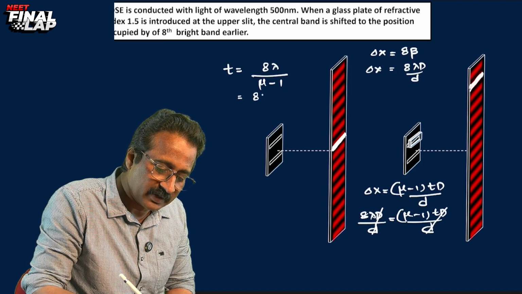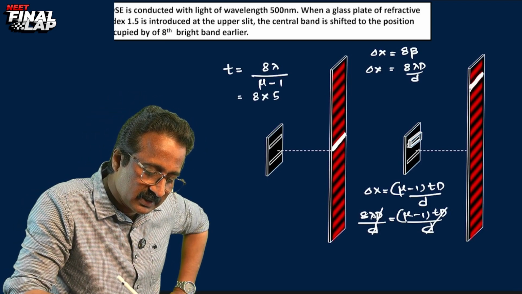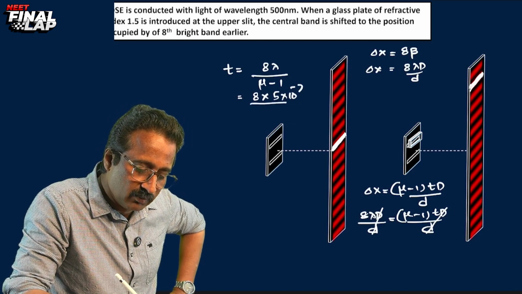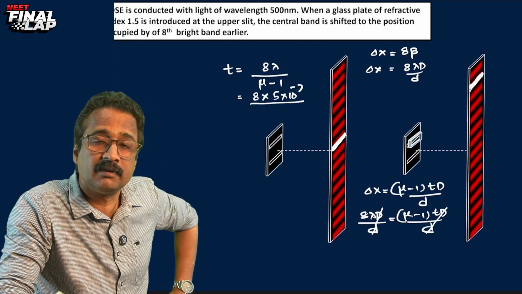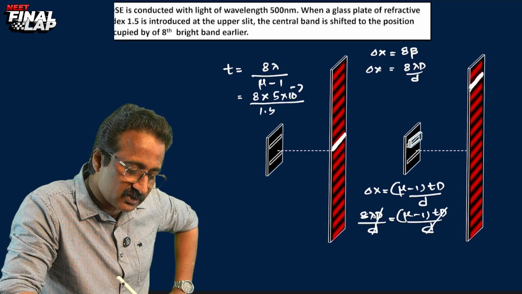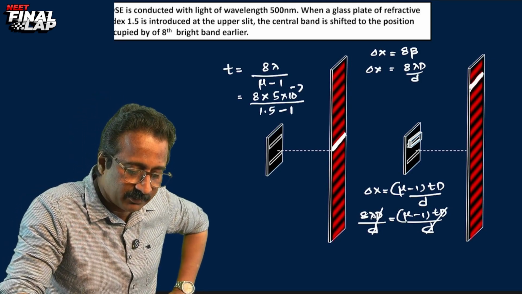Let me now put values. 8 into lambda, given to be 500 nanometer. So in meters, it is 5 into 10 raised to minus 7 meter, divided by mu minus 1. Mu is said to be the refractive index of the slab. Okay, that slab is having a refractive index of 1.5 in our question, minus 1. So it is 40 by 0.5, which is 80.